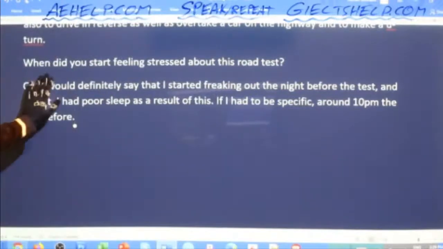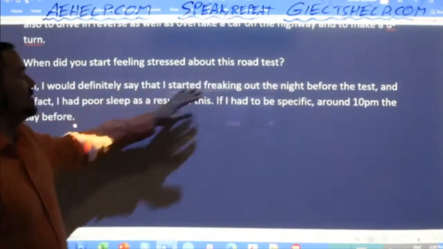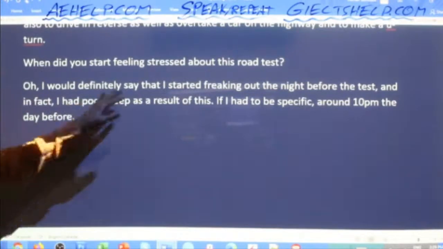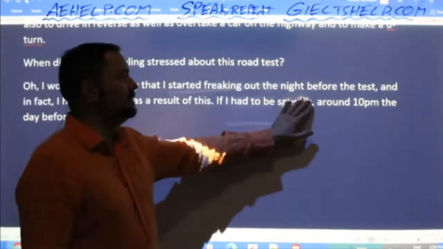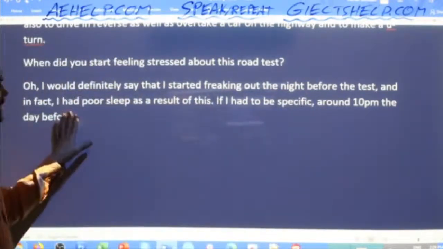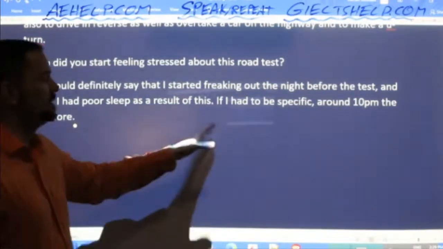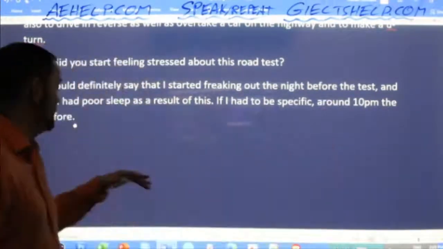So repeat after me. When did you start feeling stressed about this road test? Oh, I would definitely say that I started freaking out the night before the test. And in fact, I had poor sleep as a result of this. If I had to be specific, around 10 p.m. the day before.